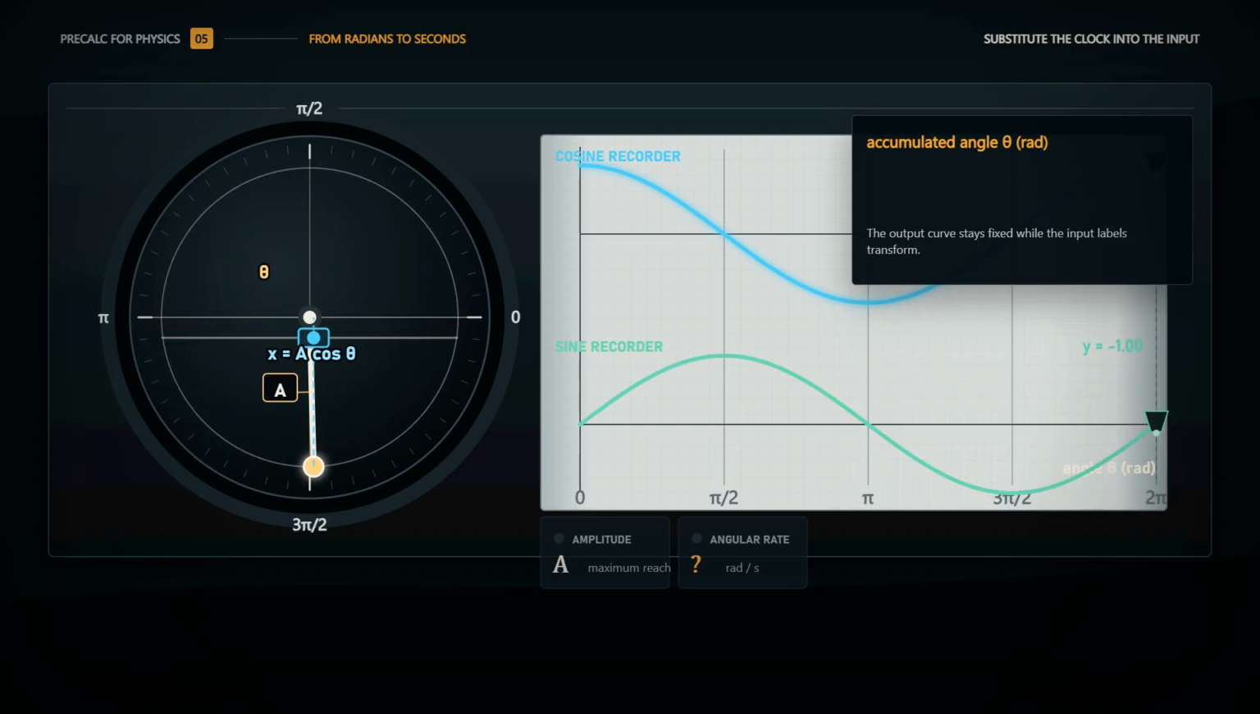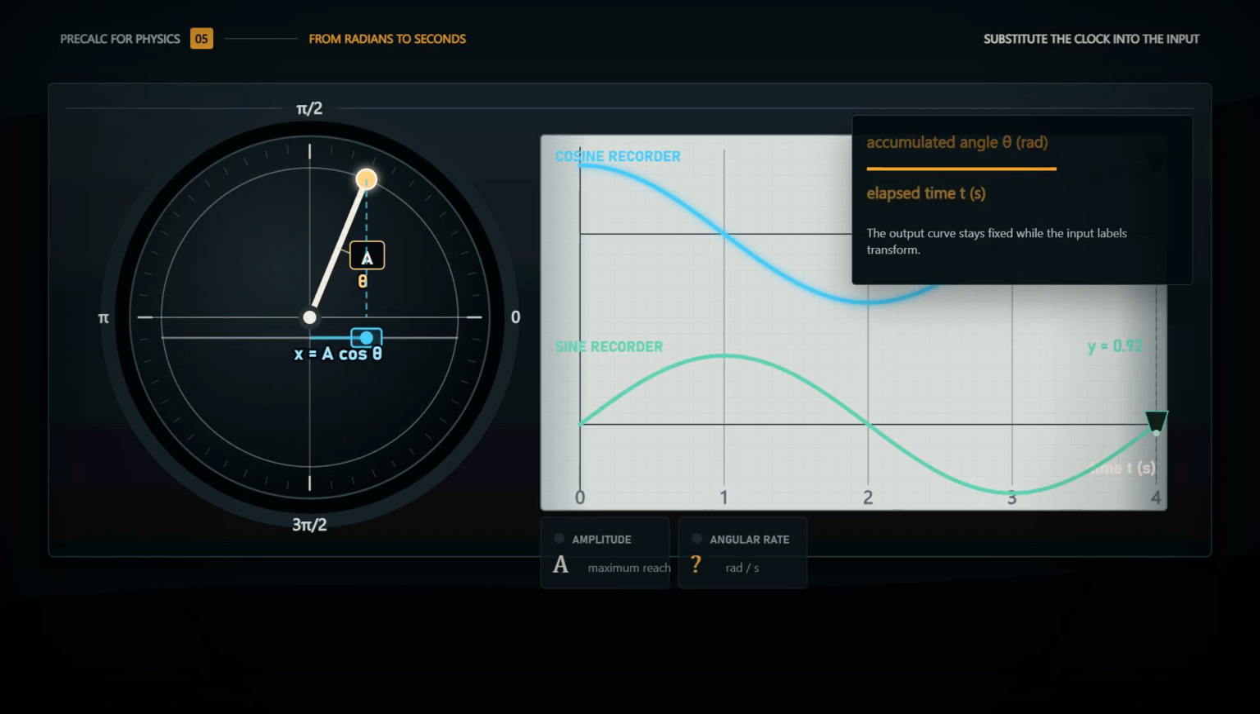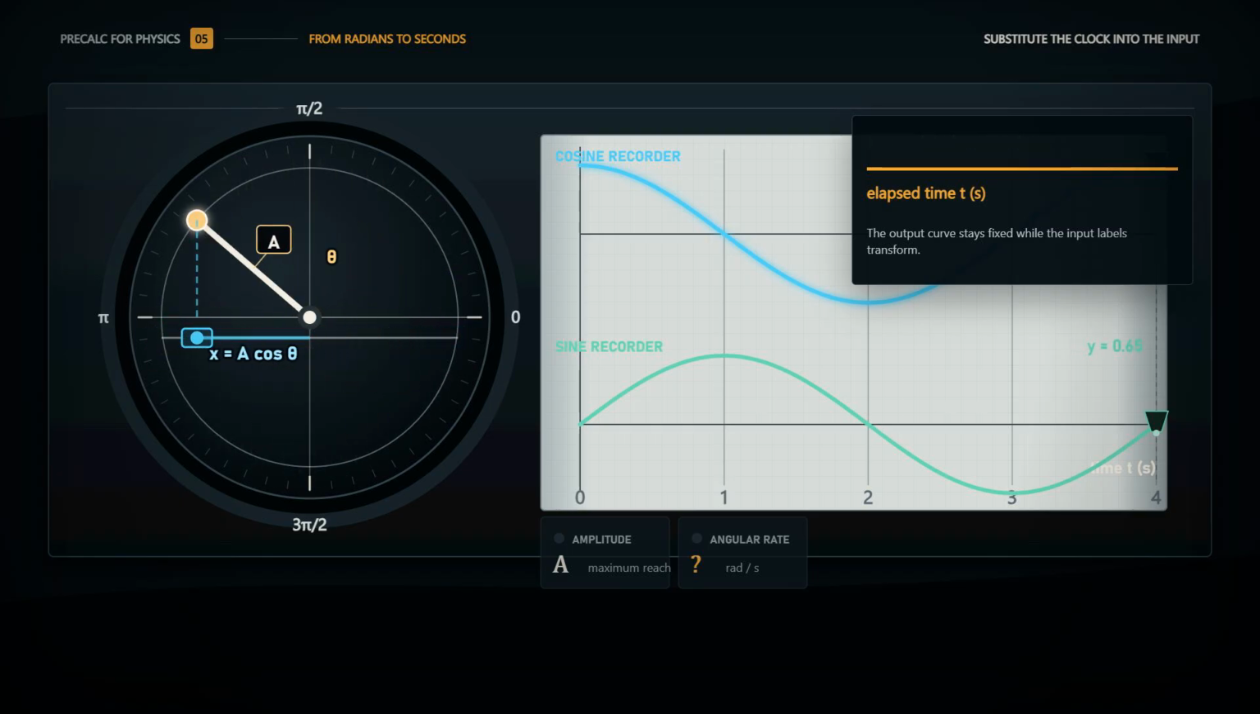Now the same curve can answer a clock question. Its plotted outputs do not move. The horizontal labels transform from accumulated radians through theta equals omega t into elapsed seconds. The recorder is now a position versus time graph.